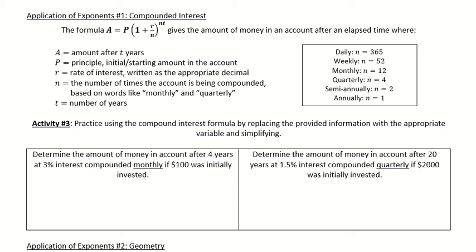These are the variables. A is the amount after T years. T, we'll skip down to that, is the number of years. P is the principal, or your starting amount, the initial amount in the account. R stands for the rate of interest, but it's super important that it's written as an appropriate decimal. Remember, if you have 5%, to change that to a decimal, we take this decimal point and move it 2 places to the left and get 0.05. That decimal equals 5%.